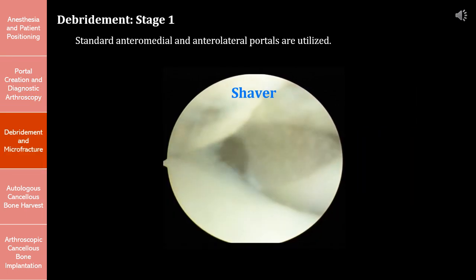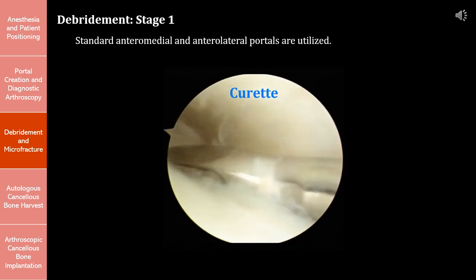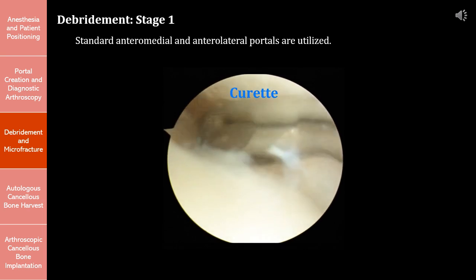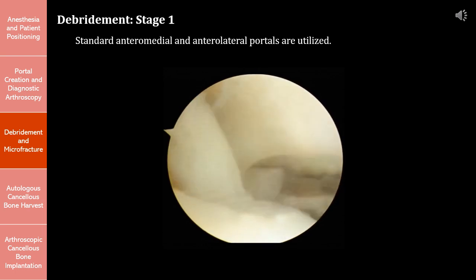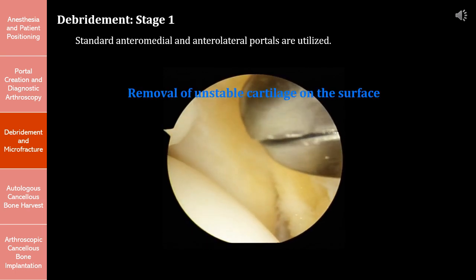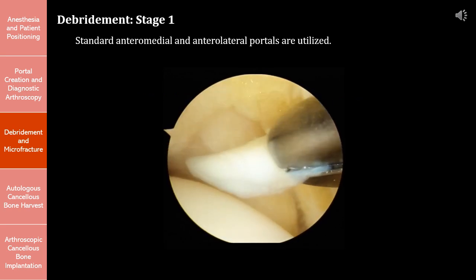Initial treatment of the OLT is composed of curettage and debridement of any unstable cartilage and osteochondral tissue. Defects of superficial cartilage and cystic components are preliminarily debrided with curette and shaver to a stable circumferential rim.